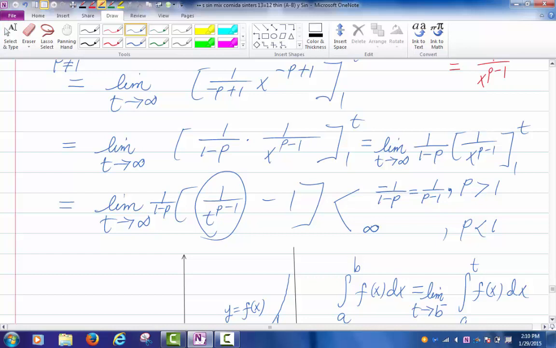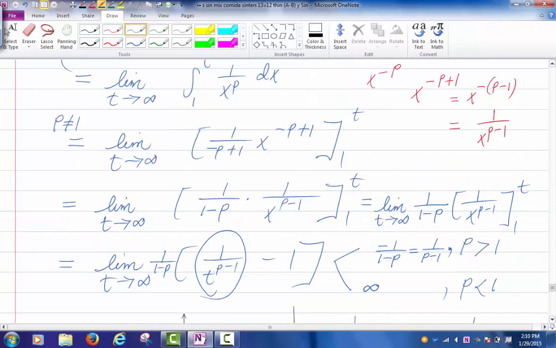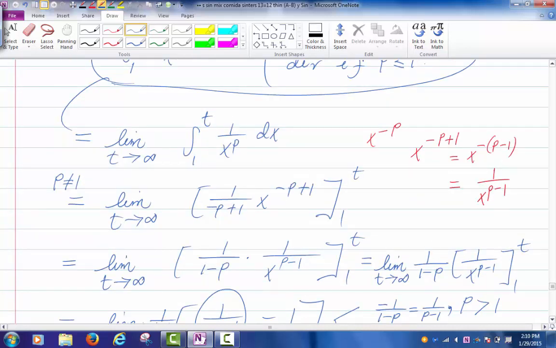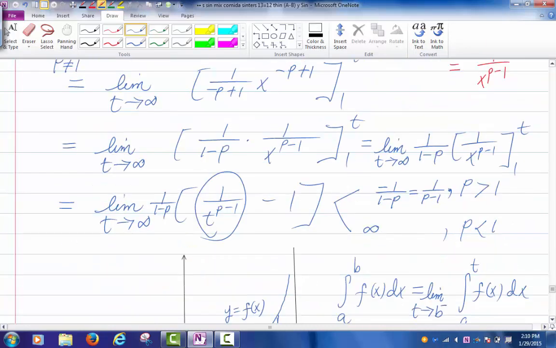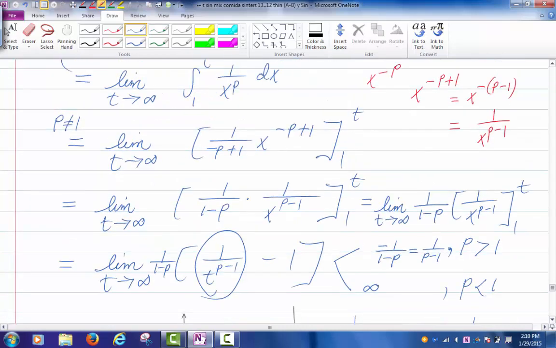Is everybody okay? Okay, the reason I had to assume p is not 1 is because otherwise I cannot apply the power rule. So at that step, when we applied the power rule here, the power rule doesn't apply when p is 1. Now we are going to discuss when p is 1 separately. Is everybody okay with what I said?